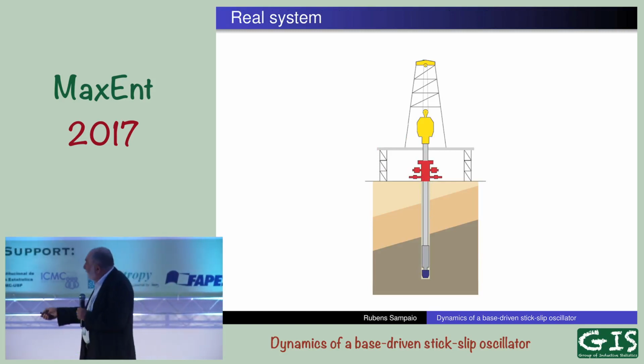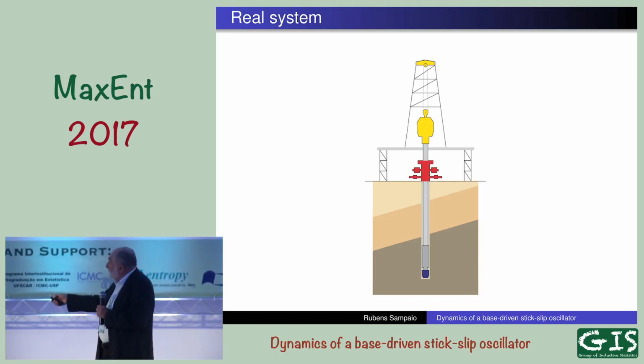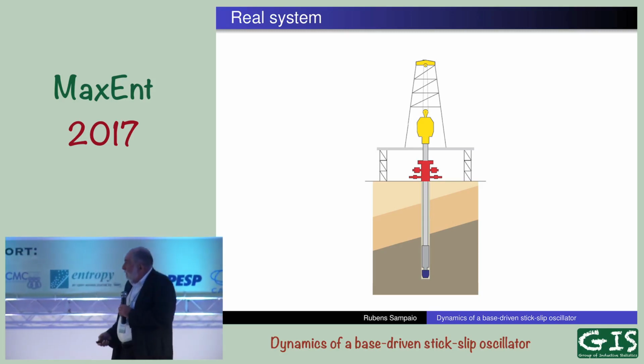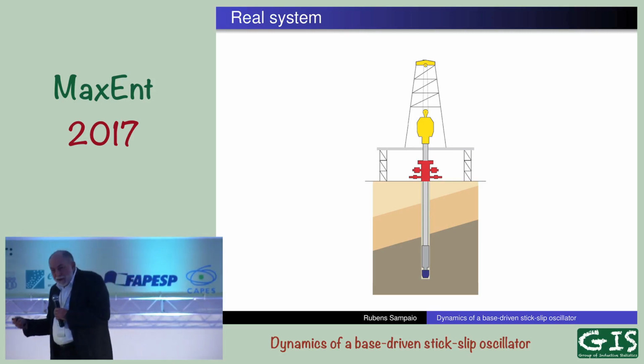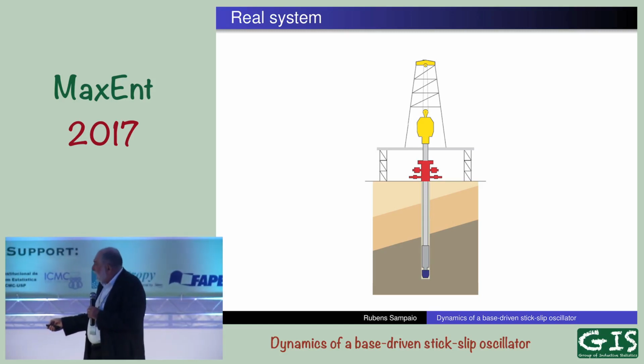I start showing you this. You see there is a motor here that drives the drill string. There is at the bottom the drill bit that perforates the earth. And the important thing is this interaction between the bit and the earth. And what we want is to perforate. And since this is a very expensive process, we want to do this as fast as possible, using the minimal time. So if this thing here sticks, it's not good.